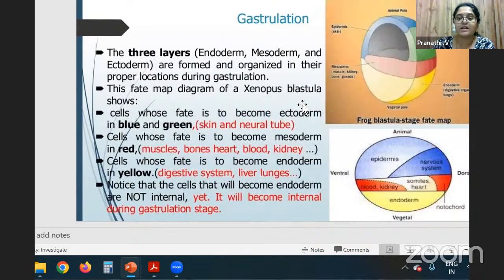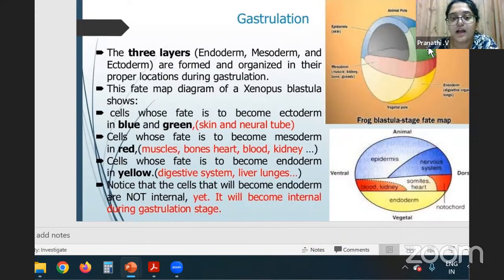These three layers, ectoderm, endoderm, and mesoderm, are formed, for example, in the Xenopus blastula, that is, the frog blastula. This is the animal pole. This is the vegetal pole. At the animal pole, the outer layer, you have the epidermis formation, and this is the neural plate. This is the mesoderm, and this is the endoderm, which gives rise to different kinds of structures. The neural plate gives rise to the nervous system, in fact.